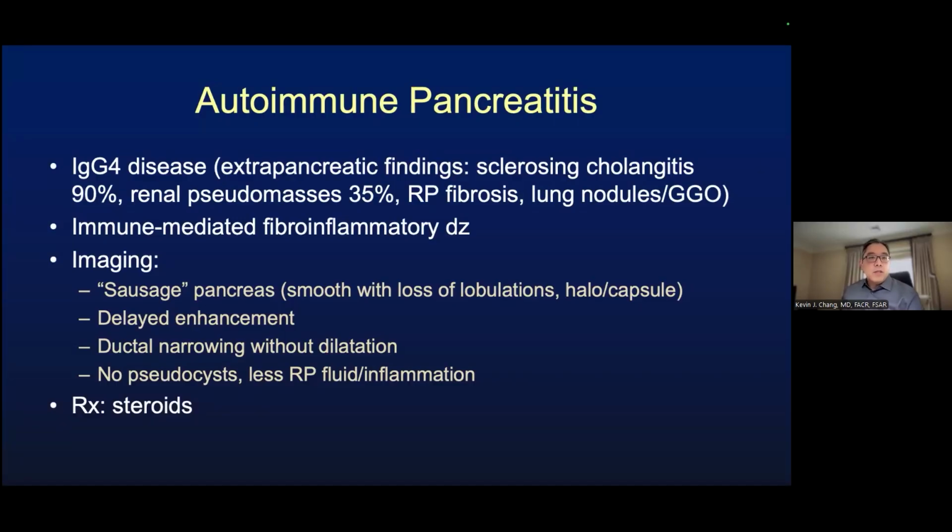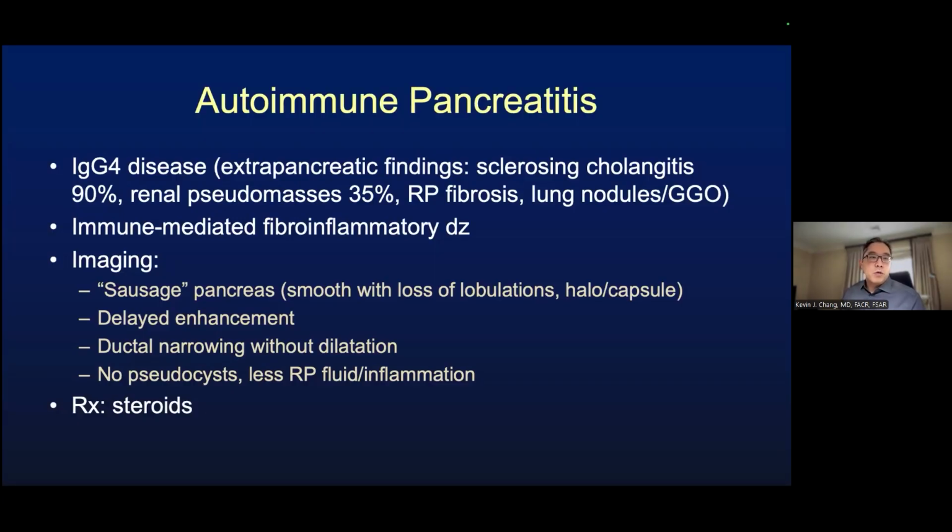Keep in mind, if you're proposing the possibility of an IgG4 related disease, there are other extra pancreatic findings that you can look for to help increase your confidence in making that diagnosis. Many of these patients can present with sclerosing cholangitis. They can also show renal pseudomasses or areas of interstitial nephritis in the kidneys. They can present with retroperitoneal fibrosis. You can see lung nodules and ground glass opacities in the lungs as well. It is basically an immune-mediated fibroinflammatory disease.